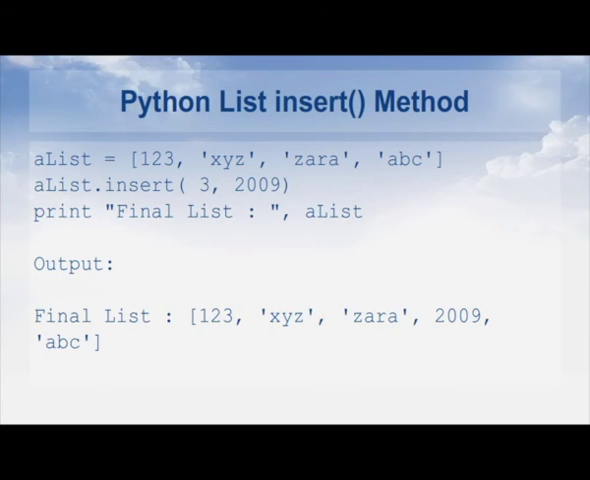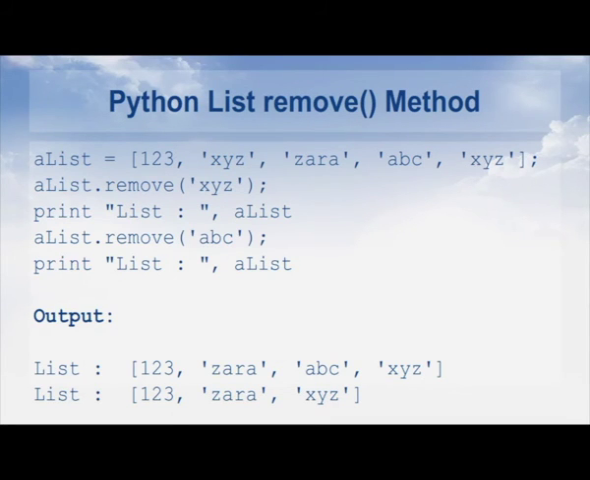3 is which element? 3 is 0, 1, 2, 3, that is the 4th location. I want to insert 2009 at the 4th location. You know that in the original A list at the 4th location you have ABC. Now, what will happen is 2009 will be inserted at the place of ABC and ABC will move to the 5th location. So, that is what you can see in the result.